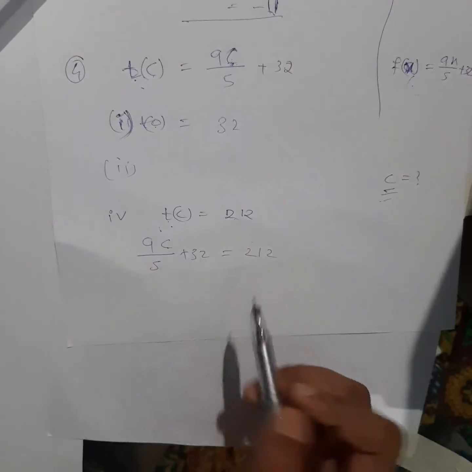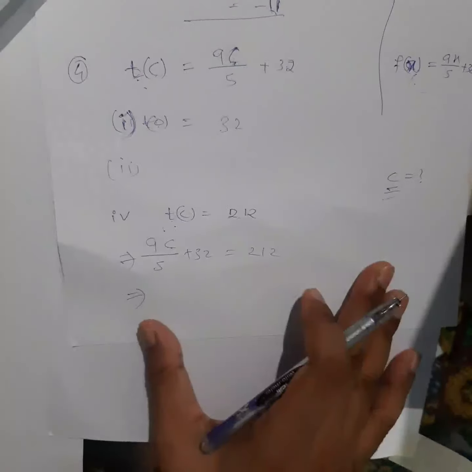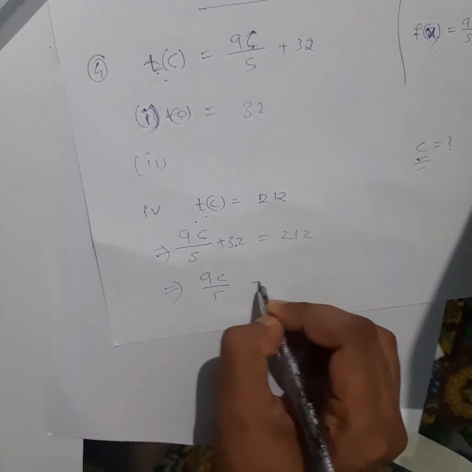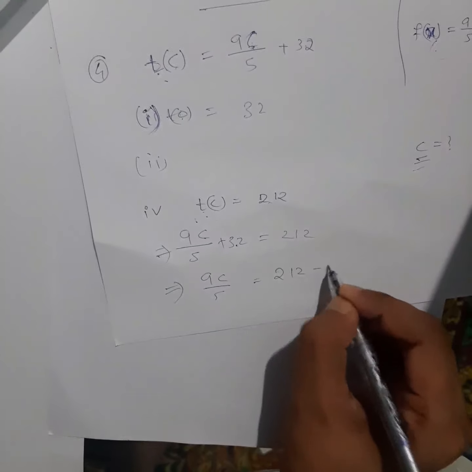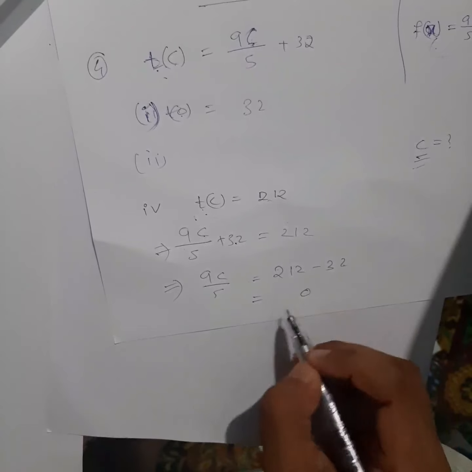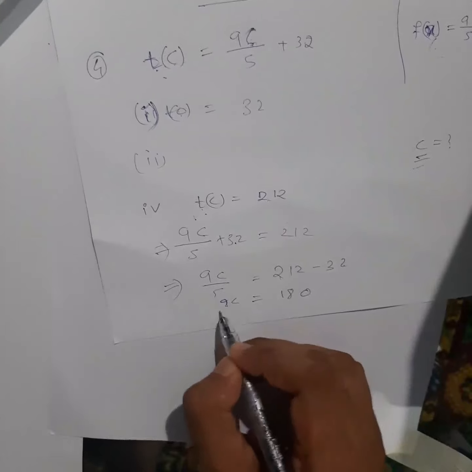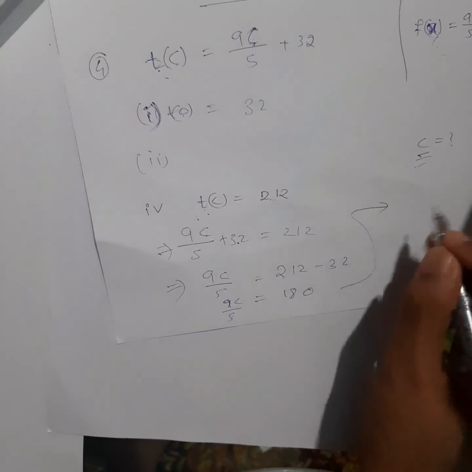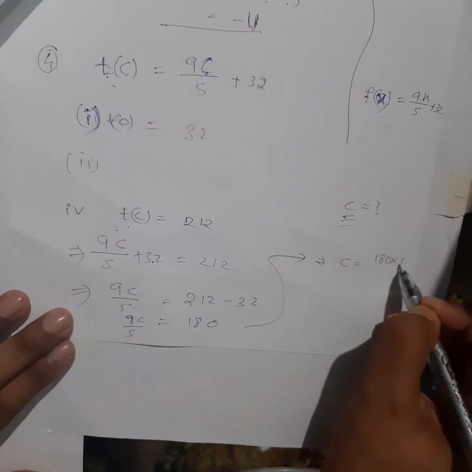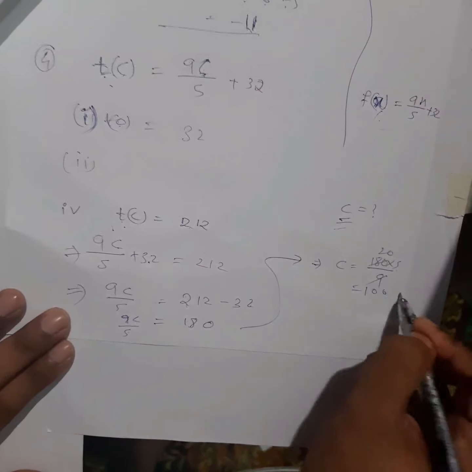So we can easily find it out by solving this equation, which you have done in lower class also, right? Solving a linear equation. So 32, bring this side. 9c by 5 is equal to 212 minus 32. When you bring this side, it will be minus 32. So 12 minus 2 is 0, 1 minus 3 is 18, so it will be 180. 9c by 5 is 180. So 5, let's bring this side, which implies c is equal to 180 into 5 by 9. 9 times 2 is 18, 0, 5 twos are 10. So it will be 100.